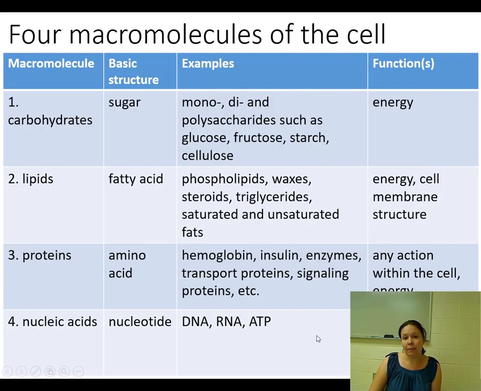ATP is also an example of a nucleic acid. It has a really similar structure to DNA and RNA. And ATP is adenine triphosphate, and it's the main energy source of the cell. We'll talk more about it when we discuss cellular respiration. So in terms of functions, energy is of course one of them, but also for DNA, it carries the genetic information for the cell. So that's a really important function of nucleic acids.